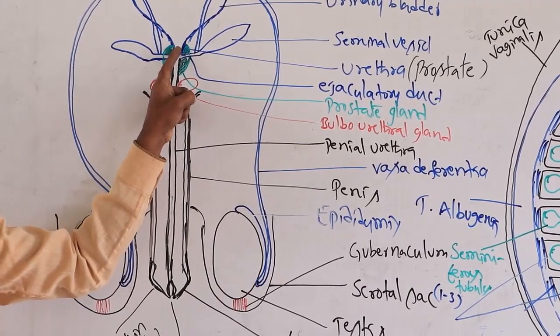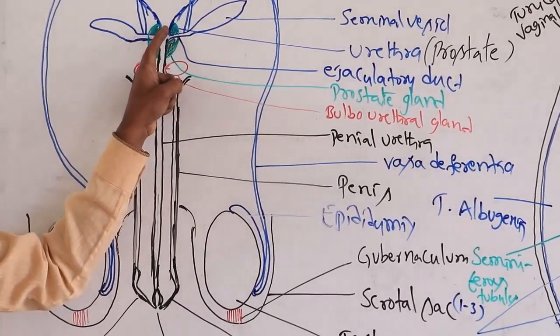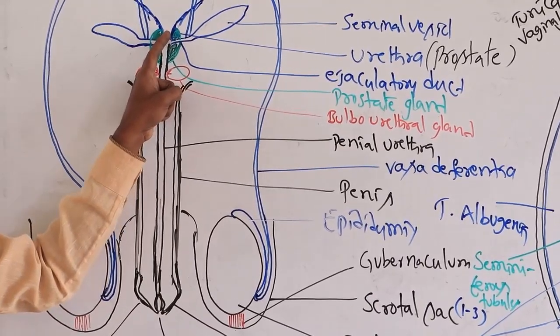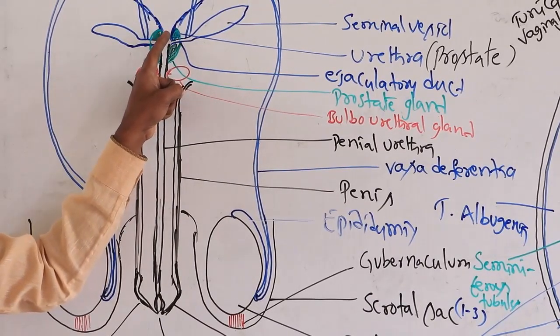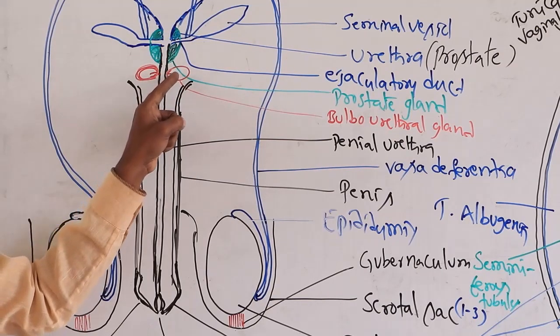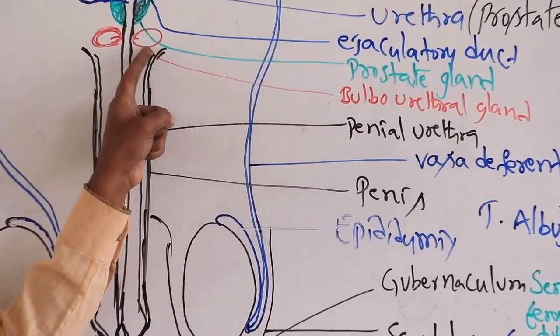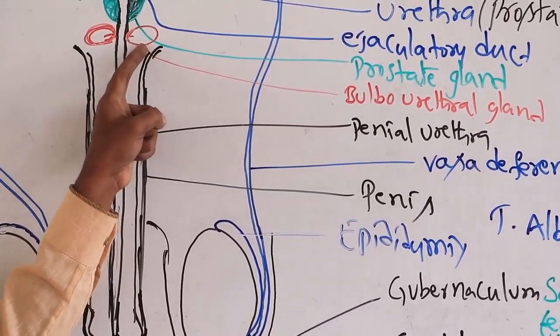This prostatic urethra passes only urine. Why? Because it is present towards the urethral, where there is a prostatic gland and all. That's why it passes only urine. Then below this one is one pair of bulbourethral glands, otherwise we call them Cowper's glands.